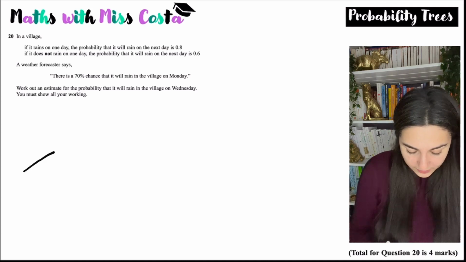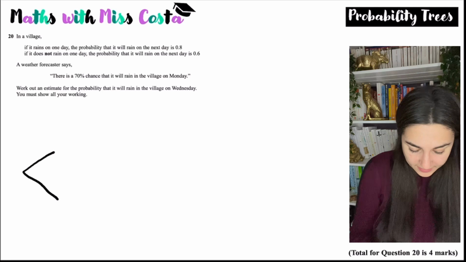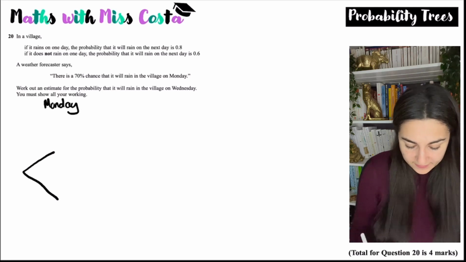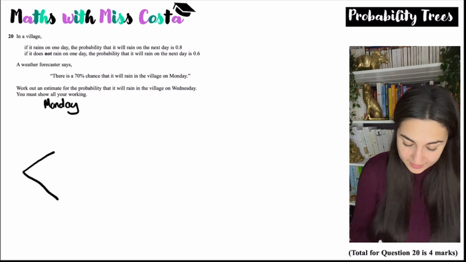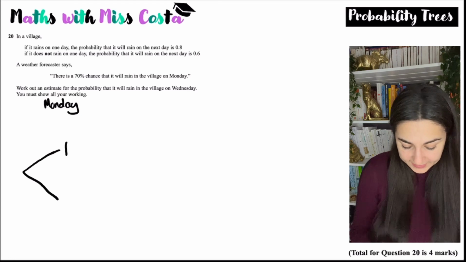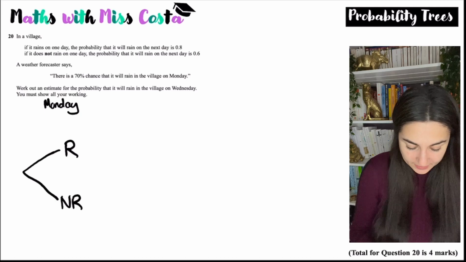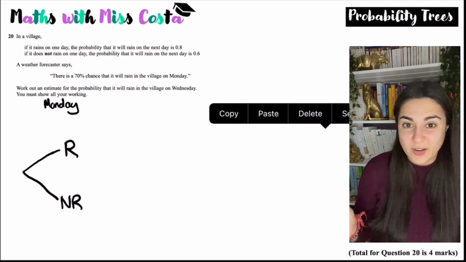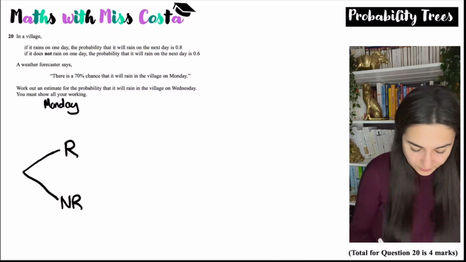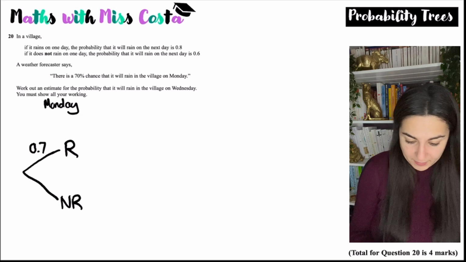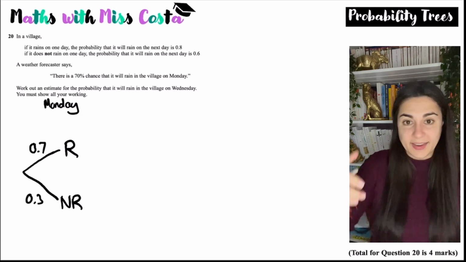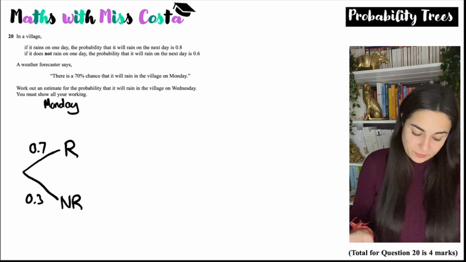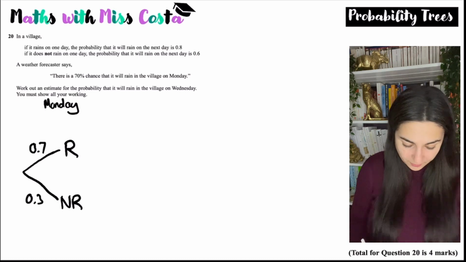Let's start off with Monday. There's a 70% chance that it will rain in the village on Monday. So let's say rain, not rain. You can work with decimals or fractions or percentages, but it's probably easier to work with decimals. So let's just say 0.7 here. And the key thing about probability trees is the little branches have to add to 1. So the probability of raining is 0.7, not raining would be 0.3.